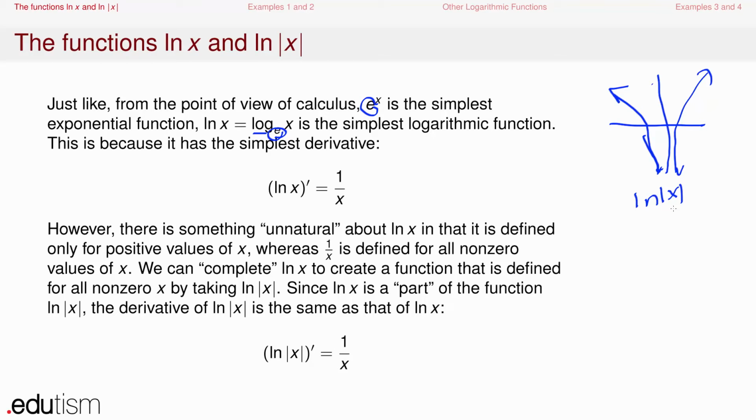It turns out that this function, the natural logarithm of the absolute value of x, has the same derivative as ln x. Its derivative is also 1 over x. And the reason these two functions have the same derivative is because ln x is a part of ln of the absolute value of x. Its graph is a part of the graph of ln of the absolute value of x. They both have the same derivative.